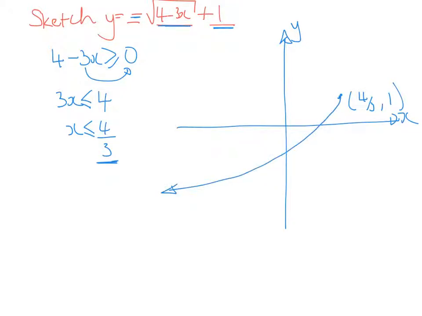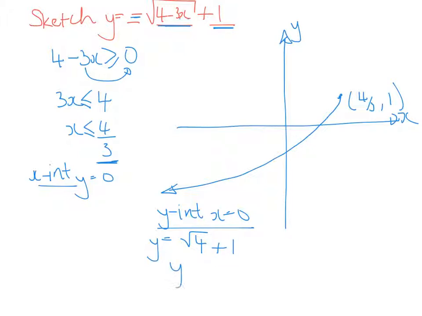Now I could confirm that by working out the intercepts: for the x-intercept, y will be equal to 0, and for the y-intercept, x would be equal to 0. Now I'll only do the y-intercept for the moment, with x equals 0. So 3 times 0 would be 0, and I'd end up with the square root of 4 plus 1. The square root of 4 is 2, 2 plus 1 is 3. Oh, I forgot my minus in front here, didn't I? So that'd be minus 2 plus 1, which is minus 1 there.